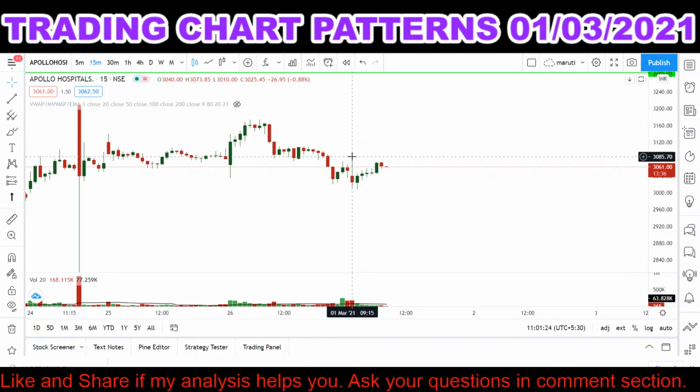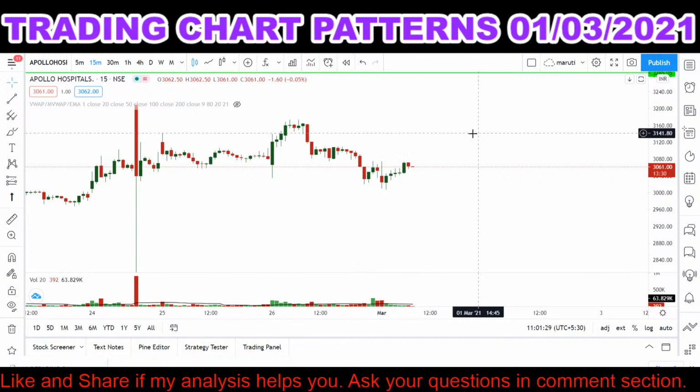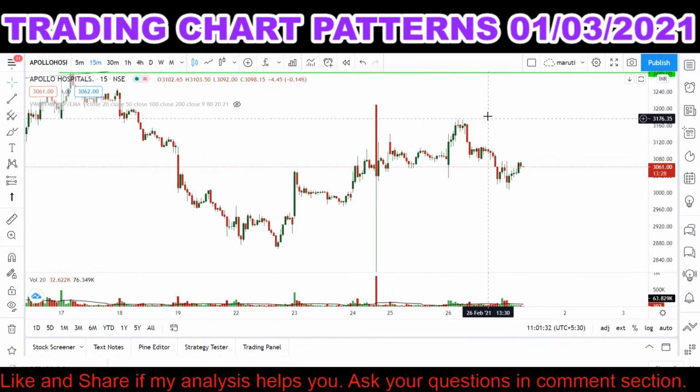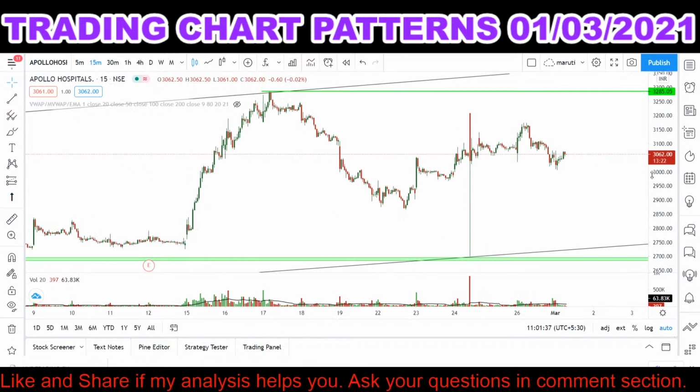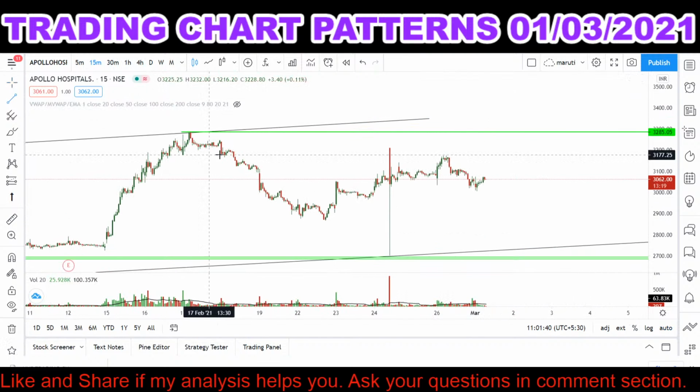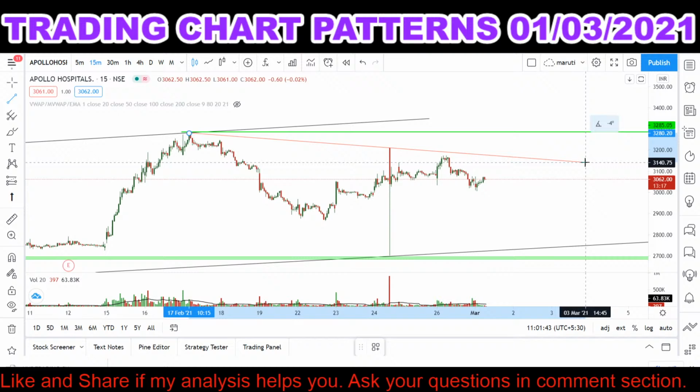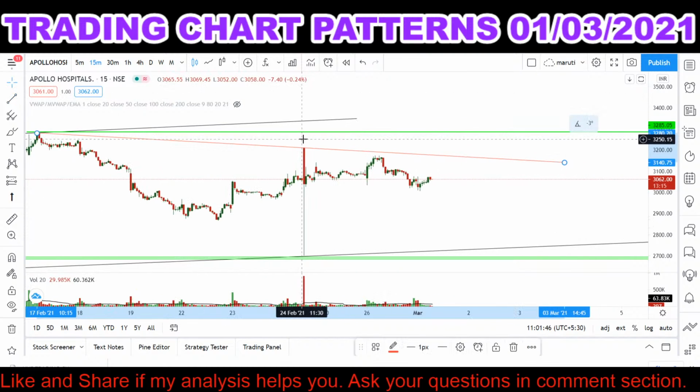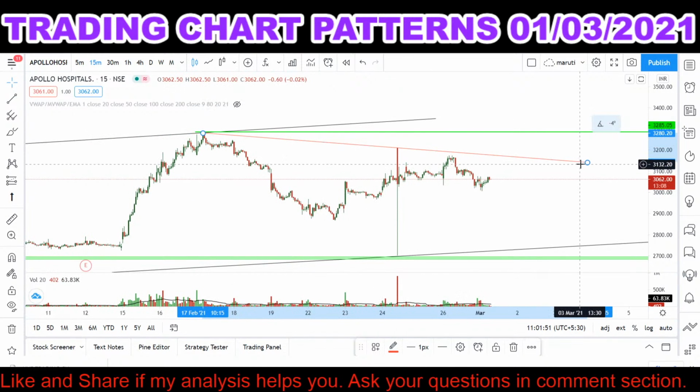Why? Because we don't know when the seller will come. The seller will only come at resistance. So what is the swing high resistance? This is the swing high resistance, and above that there is no swing high resistance. Let's draw one resistance line here. This is the resistance line for this stock. If it breaks this resistance line with volume at 3190, this will be our swing high. If it breaks this 3190, then only we will enter a buy trade for 3280.